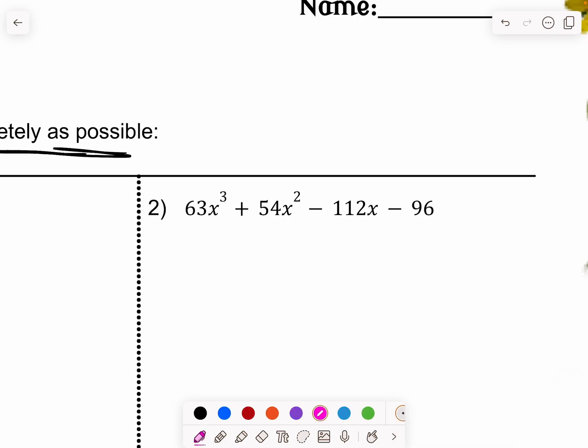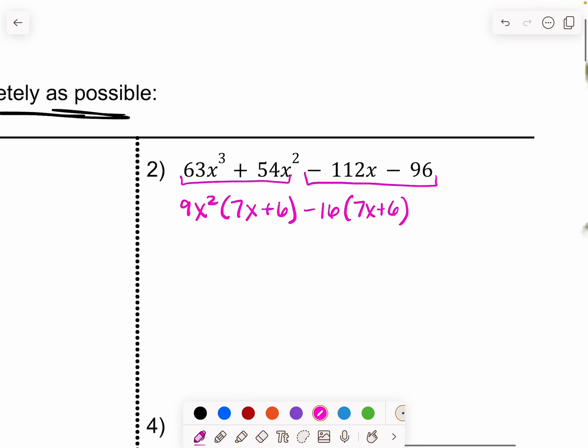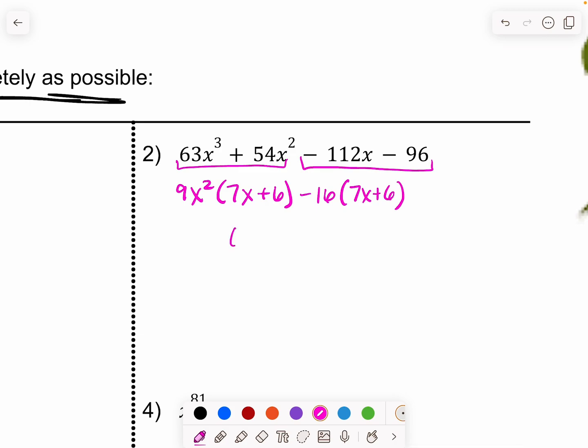So we're looking at 2 at a time, these 2, and then these 2. Biggest one is 9x squared, so I get 7x plus 6. I know I figured out I can take 16 out, so I have 7x plus 6, which is great. I got 7x plus 6 in both. And now I have 9x squared minus 16.